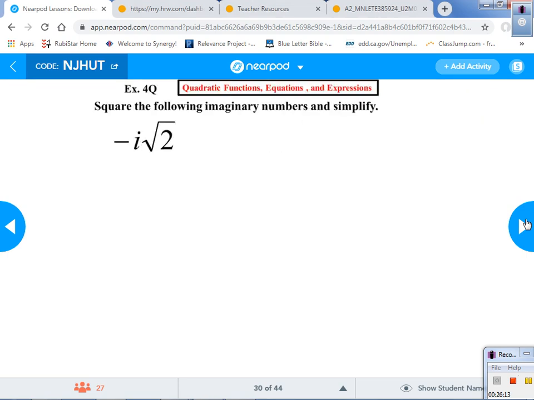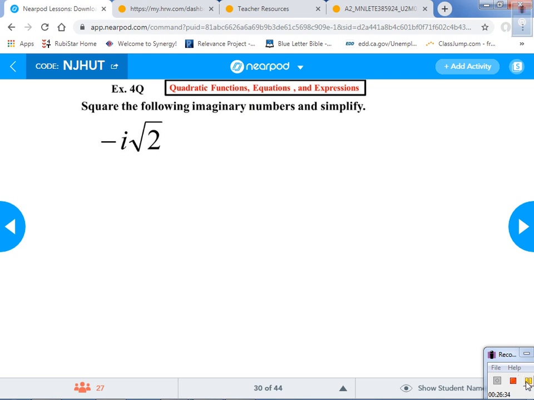Let's crank it up a notch. Example 4Q. I'll give you a head start for this one. It's the same process. It says square it, simplify it. Same process. I'm just building it up a little bit more. Now I'm including negatives, i's, and square roots. I'll give you some time. Copy and go.